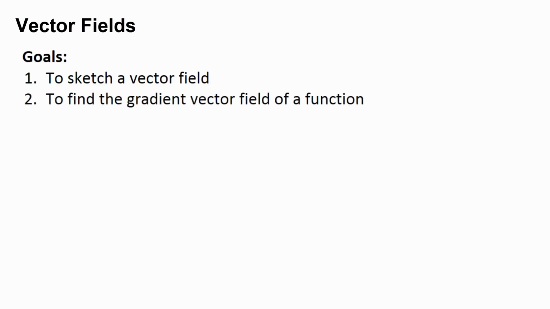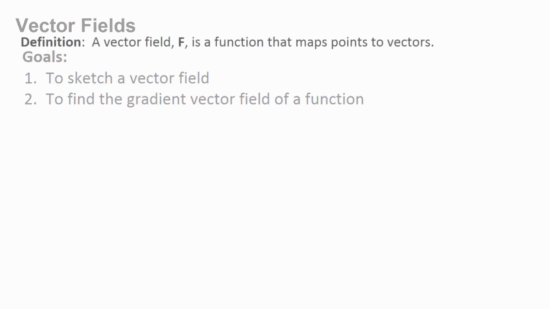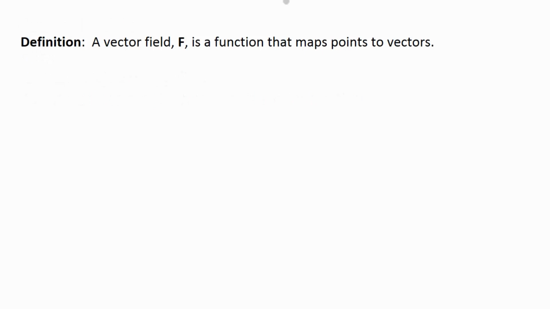Vector fields. The goals in this section are, number one, to sketch a vector field, and number two, to find the gradient vector field of a function. Okay, so what the heck is a vector field? Well, in words, a vector field F is a function that maps points to vectors.